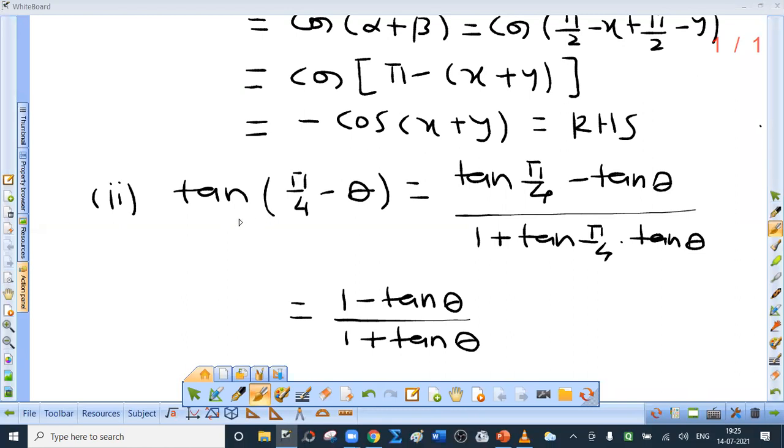Actually, it is in the textbook, it is tan of pi by 4 plus theta. Okay. It will be what then? 1 plus tan theta upon 1 minus tan theta.